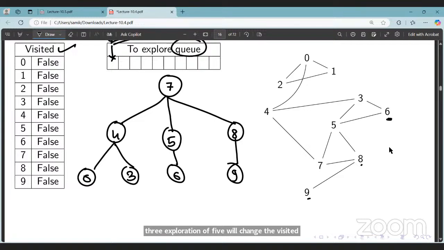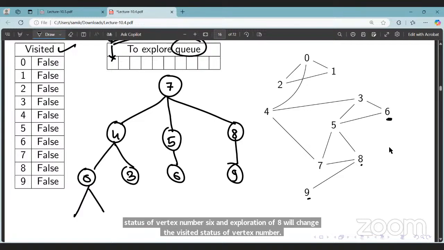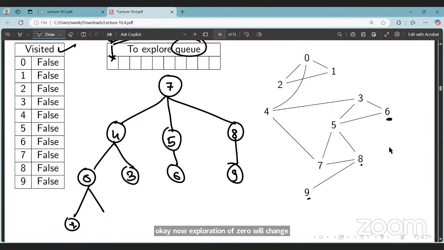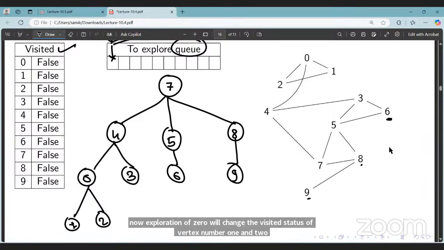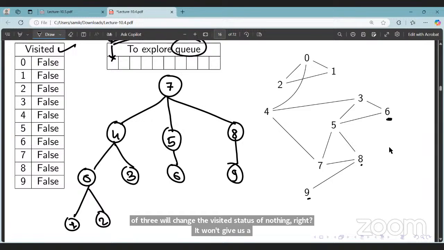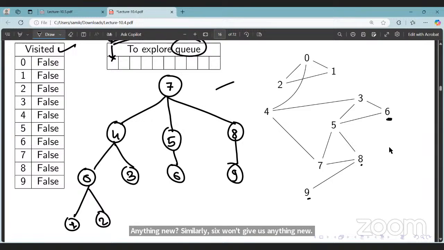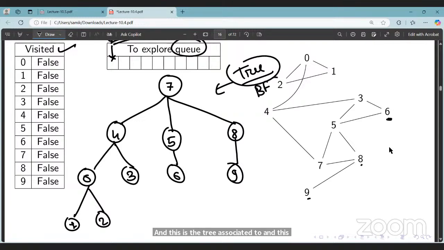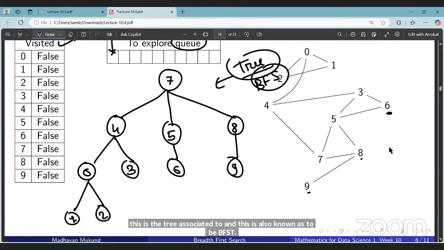Now exploration of 0 will change the visited status of vertex numbers 1 and 2. Exploration of 3 will change nothing. It won't give us anything new. Similarly, 6 won't give us anything new, and 9 won't either. So now if you observe, this is a tree, and this is known as the BFS tree.